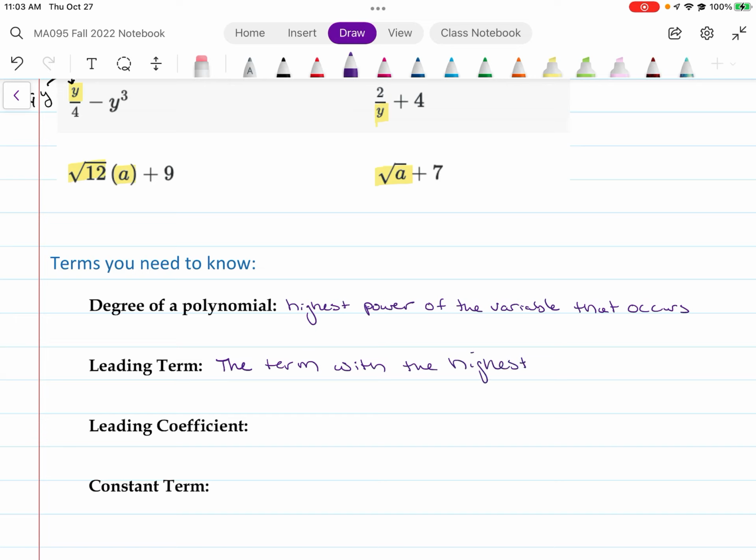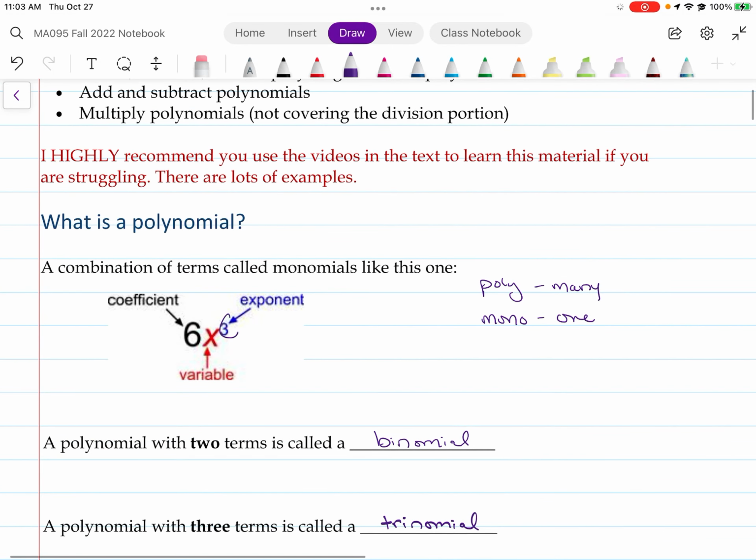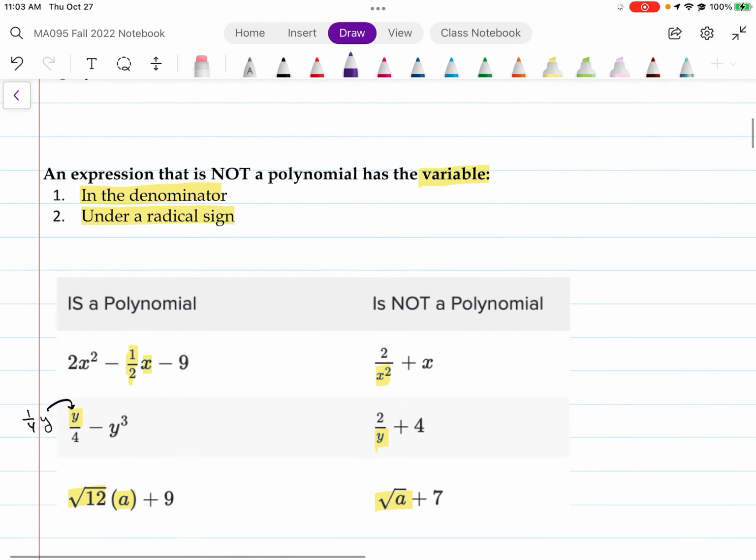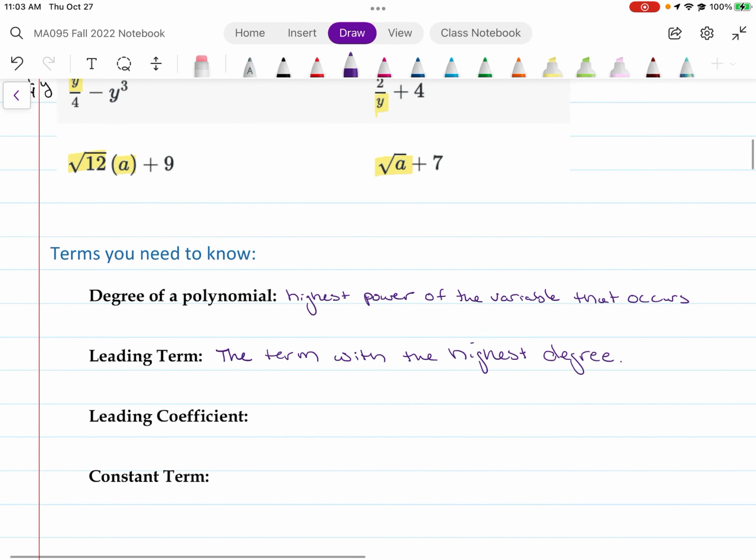So what is a degree? The degree is the exponent on the variable. So the degree of this particular monomial is 3. Okay? So the leading term is the term with the highest degree. It's usually first, but not always. If it's not in standard form, it's not going to be first. So you have to look for the one with the highest degree. The leading coefficient is the coefficient of the leading term.